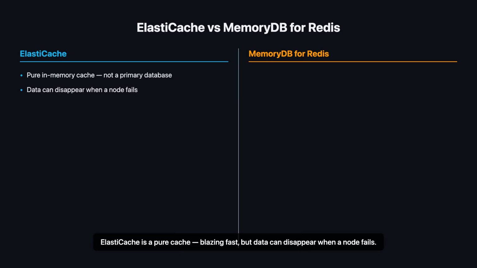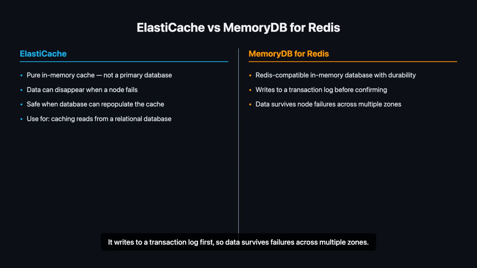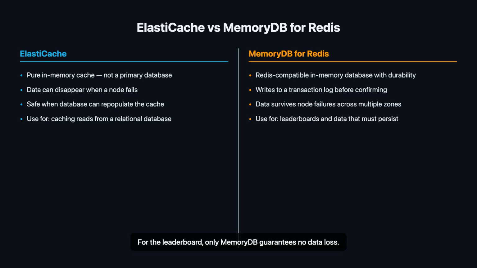ElastiCache is a pure cache, blazing fast, but data can disappear when a node fails. That's fine when your database is the source of truth. MemoryDB is a Redis-compatible in-memory database. It writes to a transaction log first, so data survives failures across multiple zones. For the leaderboard, only MemoryDB guarantees no data loss. The exam rewards knowing which one is durable and which one isn't.